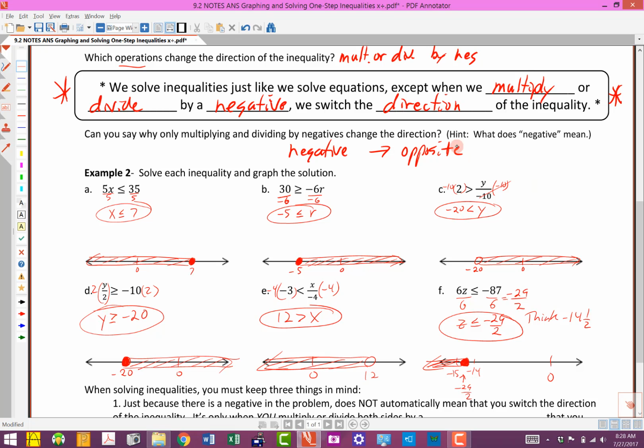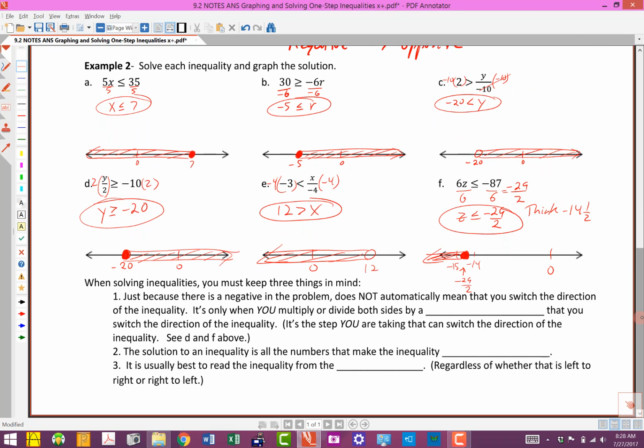Now, a couple things I want you to keep in mind. Just because there's a negative in the problem does not automatically mean that you switch the direction of the inequality. Some people get caught up in that and say, oh my gosh, the answer is negative, so I must have to switch the direction of the inequality. That's not the case. It's only when you multiply or divide both sides by a negative that we have to switch the direction of the inequality. It's the step that we're taking to solve the inequality that can switch the direction.